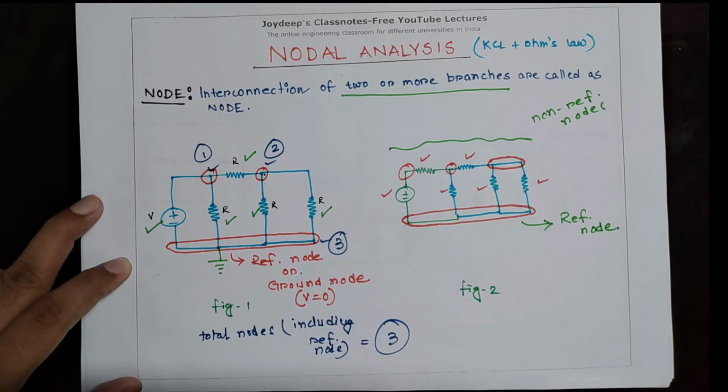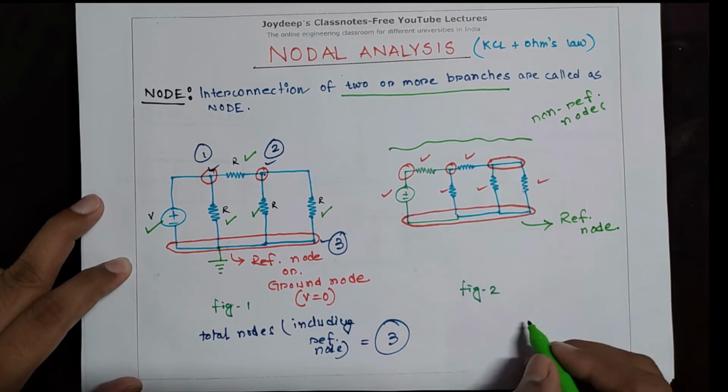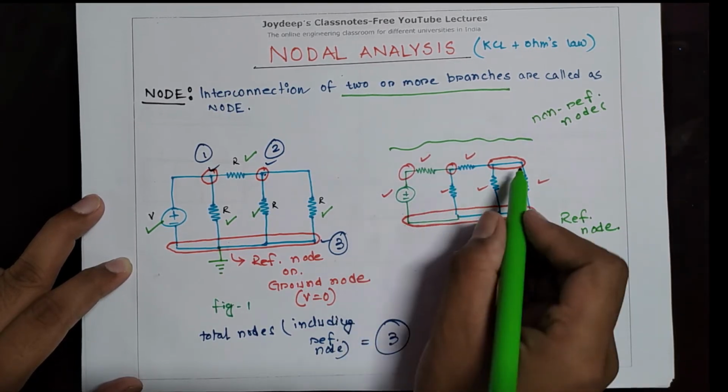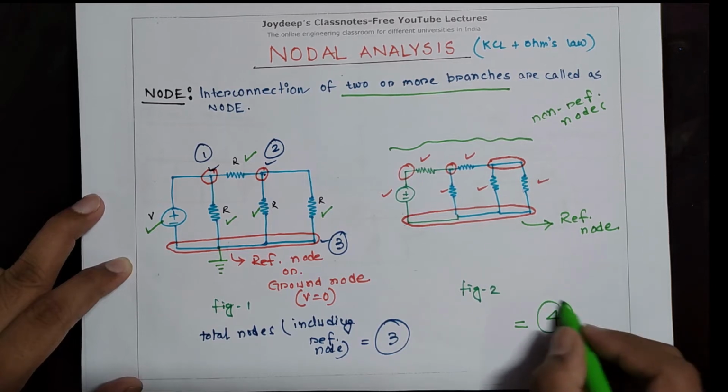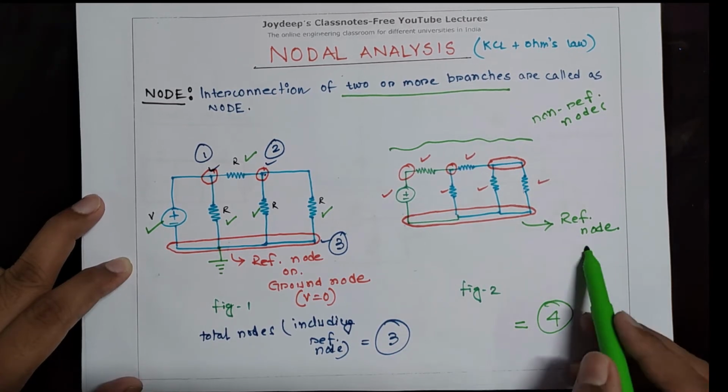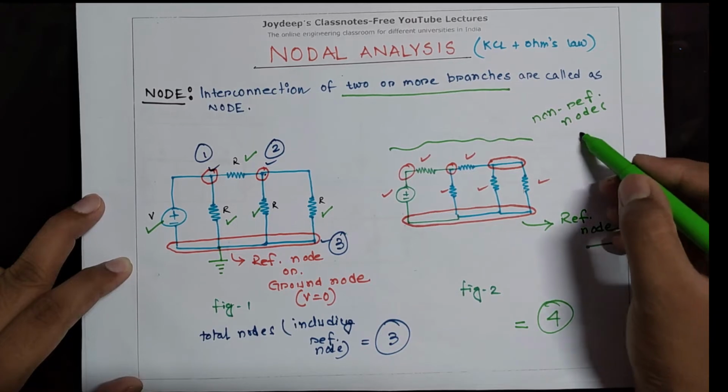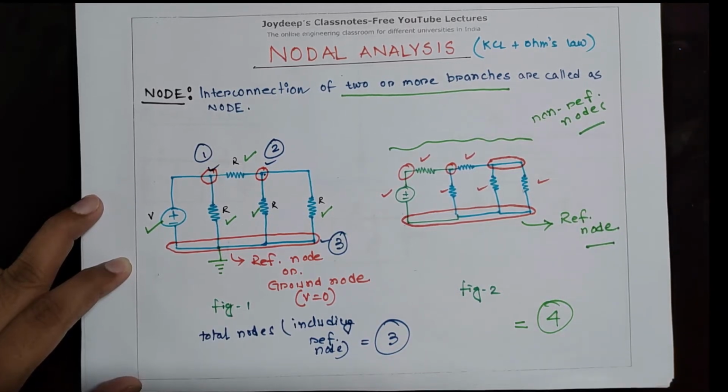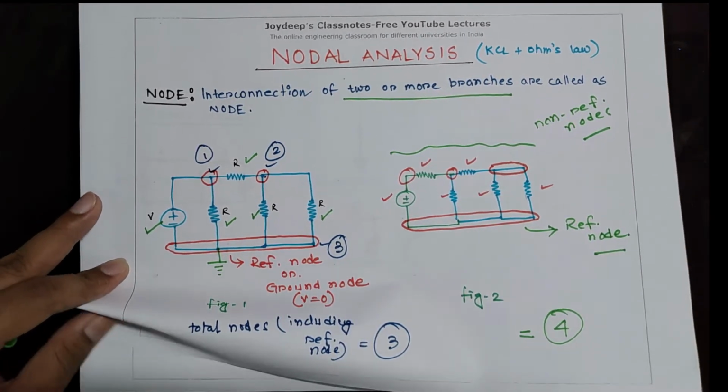Hope you understand this, right? So the total number of nodes in this case is 1, 2, 3 and 4, and out of this 4, 1 is a reference node and the rest of the 3 are non-reference nodes. Clear? Let's move to the next slide.